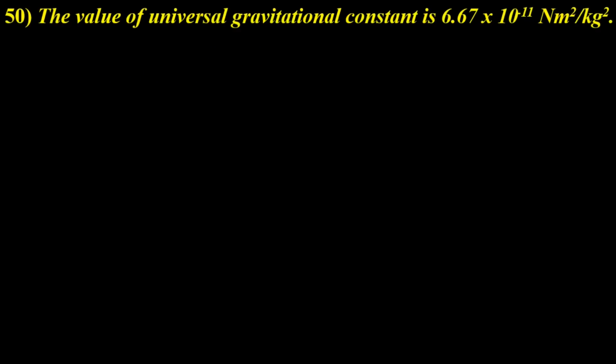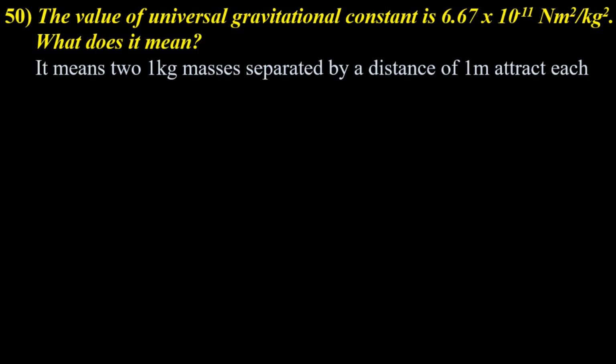The value of universal gravitational constant is 6.67 into 10 to the power minus 11 Newton meter square by kg square. What does it mean? We can write this way, very simple. It means two 1 kg masses separated by a distance of 1 meter attract each other with a force of 6.67 into 10 to the power minus 11 Newton. Okay, now let's go to another.